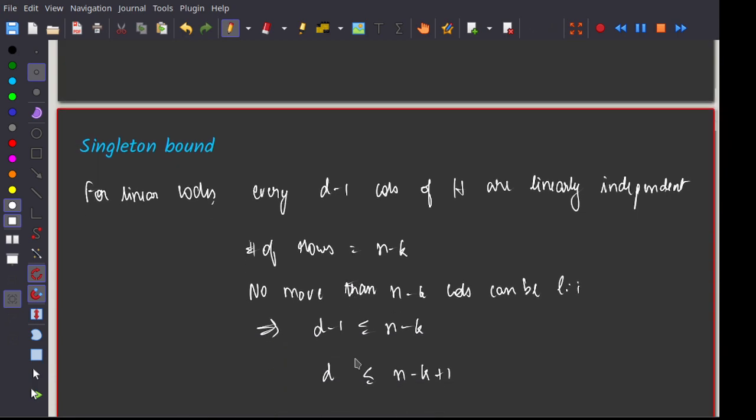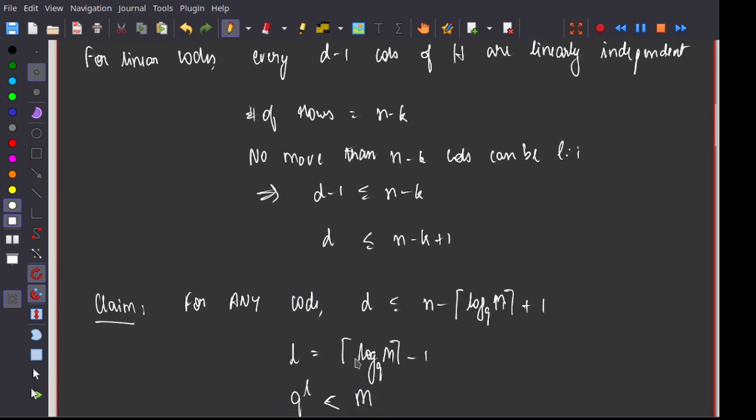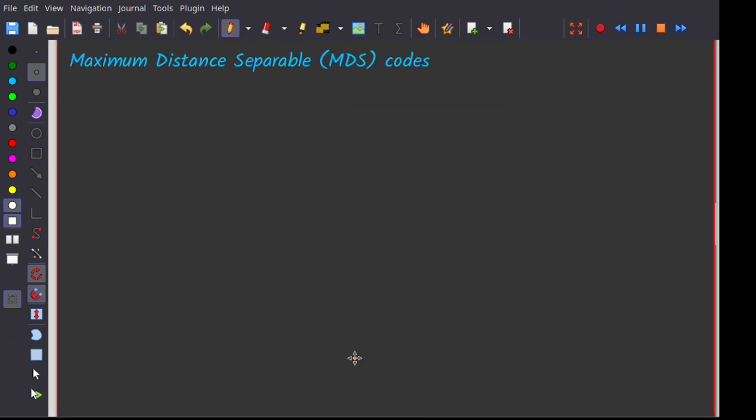So this bound, n minus k plus 1, is what is called the singleton bound. This holds for every code. If there is a code which achieves the singleton bound, that is d is equal to n minus k plus 1, then it's called a maximum distance separable code. The code C is said to be maximum distance separable if the minimum distance is equal to n minus k plus 1.